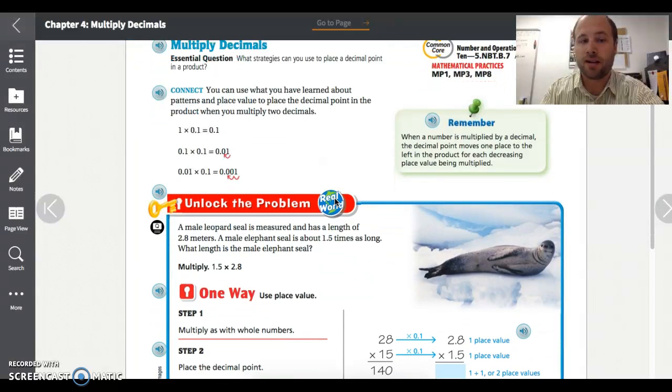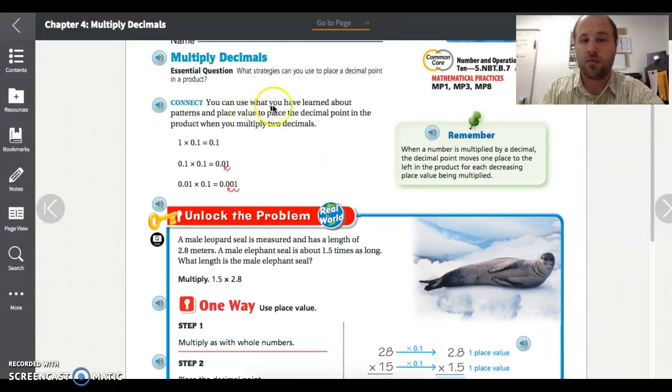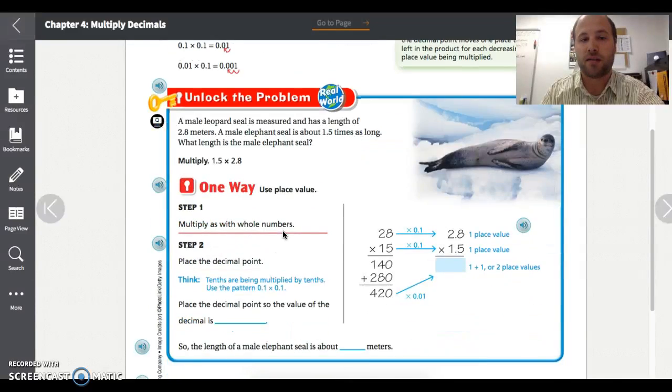Okay. So let's dive right in here. So it says you can use what you have learned about patterns and place value to place the decimal point in the product when you multiply two decimals. So look at this. When we multiply 1 times 1/10, anything times 1 is the same. And when we multiply 1/10 times 1/10, it moves it. Like we said, it's a decimal, so it's going to the left. It's getting smaller. How many hops? I see 1 0, 1 hop to the left. Okay. We're doing the same thing with decimals. That's why we do patterns. That's why we've been doing patterns for so long here. Okay. So we'll explain these patterns now.